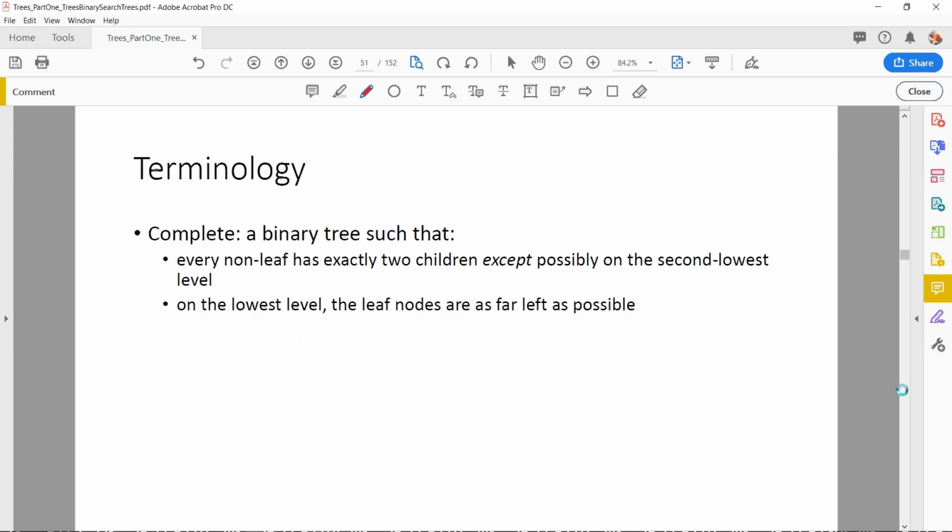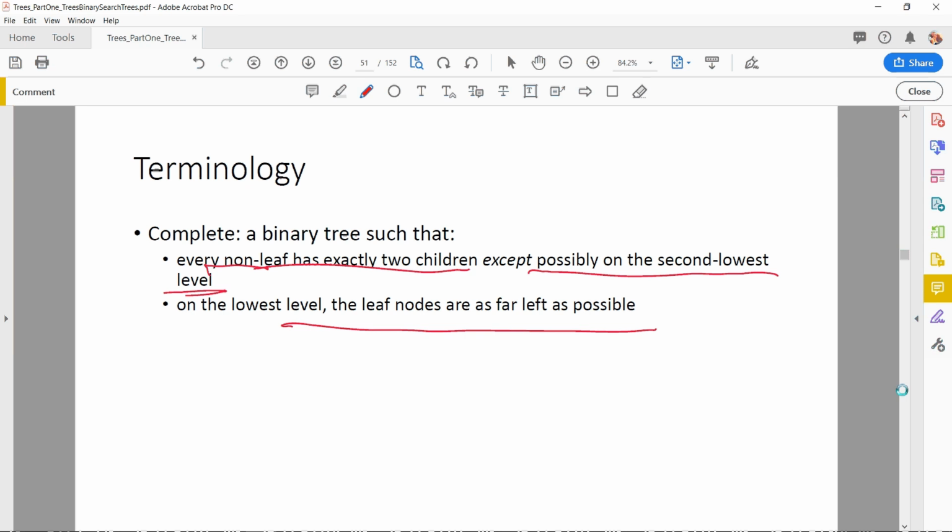Another way we can describe a binary tree is as whether or not it is complete. So a binary tree is complete if, again, every non-leaf has exactly two children. So that part sounds like full, except there's an exception here, except possibly on the second lowest level. So not the lowest level of the tree, but the one right above that. On that level, the nodes are allowed to only have one child. On the lowest level, the leaf nodes all have to be as far left as possible.